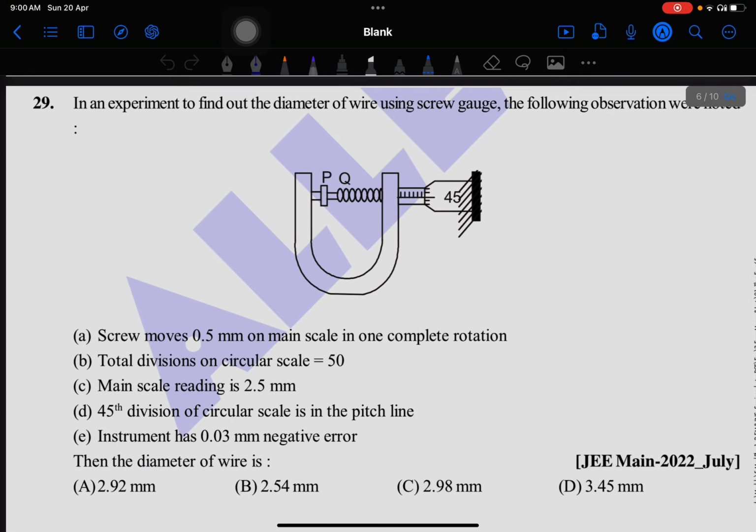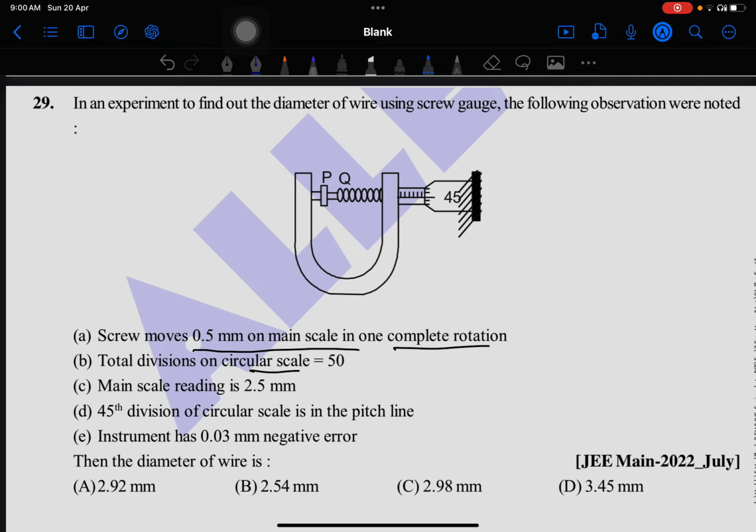All right. Now solve this question. In an experiment to find out the diameter of a wire using the screw gauge, the following observations were noted. The screw gauge moves 0.5 mm on the main scale in one complete rotation.